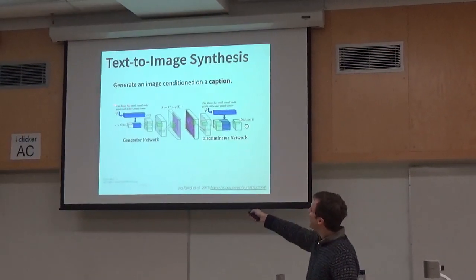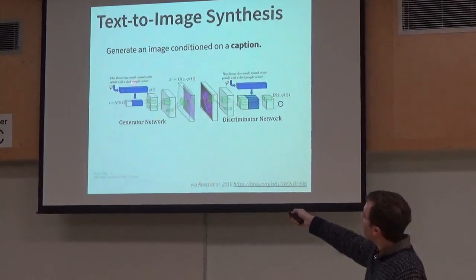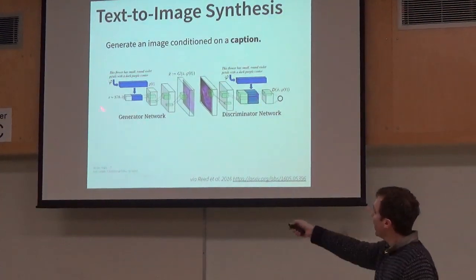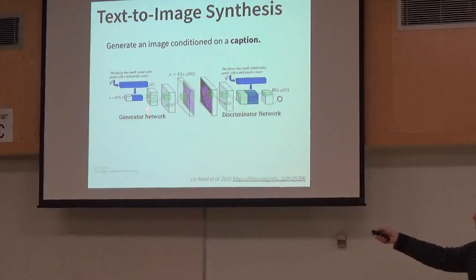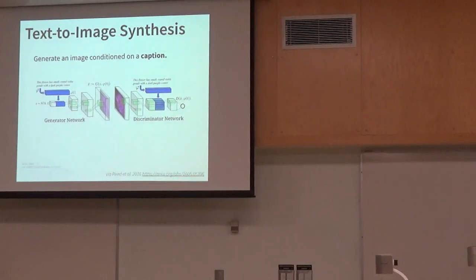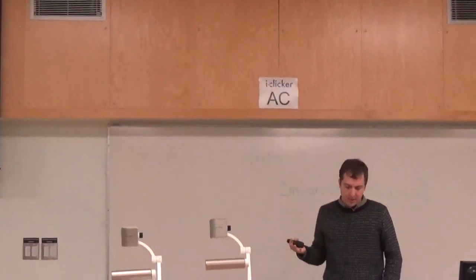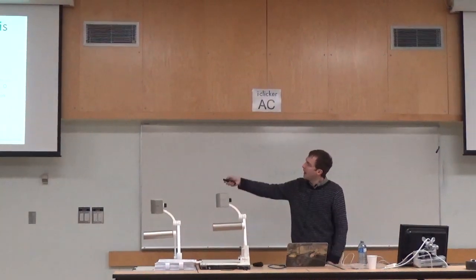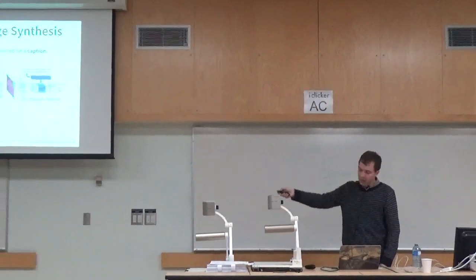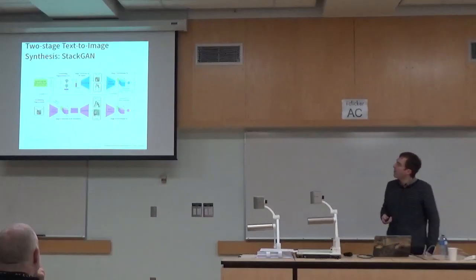So there is some text that we're conditioning on: the flower has small round violet petals with a dark purple center. And we also have noise. And then the network basically learns to synthesize images to match those captions. There's a large body of work that does this, but typically, as I mentioned before, these works are one-step generators. They take a caption, and boom, they create an image. It's not really an iterative or interactive setup.